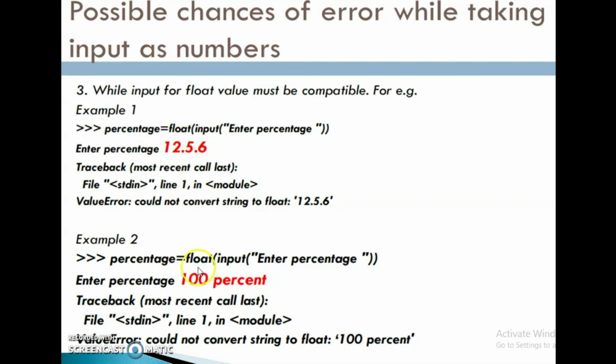Then percentage is equal to float(input("enter percentage")). Here we entered the percentage as 100%. Here we use the float function, so we can use float values. We can't use this string. This time also Python will raise an error. Okay. Clear this one? These are the possible chances of error while taking input as numbers. So be aware about this one. According to the statement, we are giving the values, entering the values for that variable. Clear?